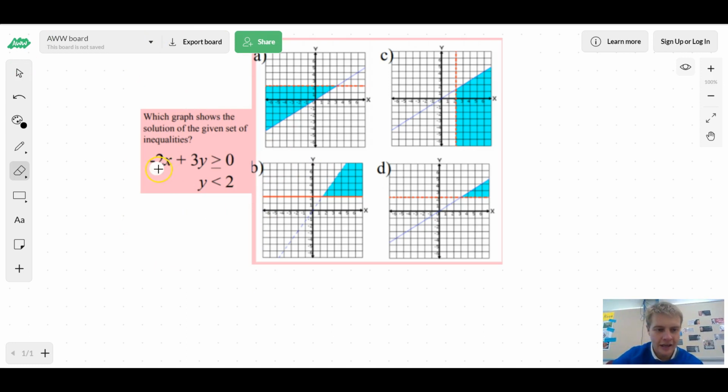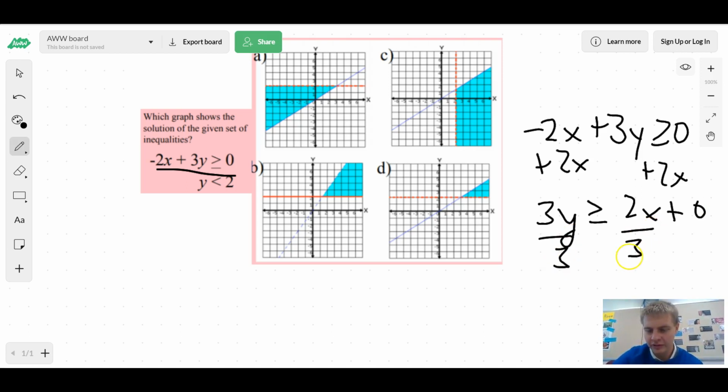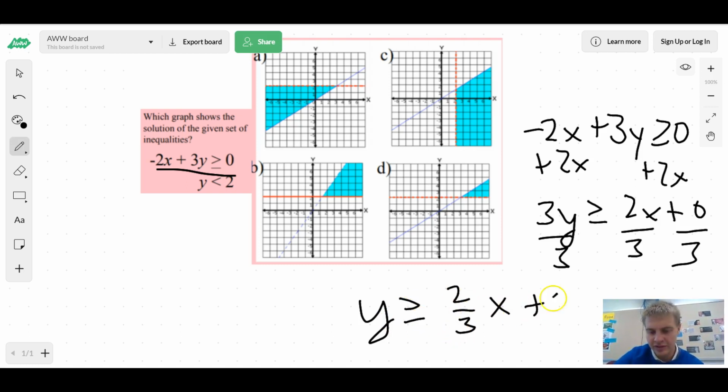Okay, so for this problem right here, we can see that we need to graph both of these things. I cannot graph this equation in the form it is right now, so I'm going to change it so that I can actually graph that line. So we're going to have negative 2x plus 3y is greater than or equal to 0. I'm going to add 2x to each side and get 3y is greater than or equal to 2x plus 0. Divide by 3, divide by 3, divide by 3. That's going to give me y is greater than or equal to 2 over 3x plus 0.